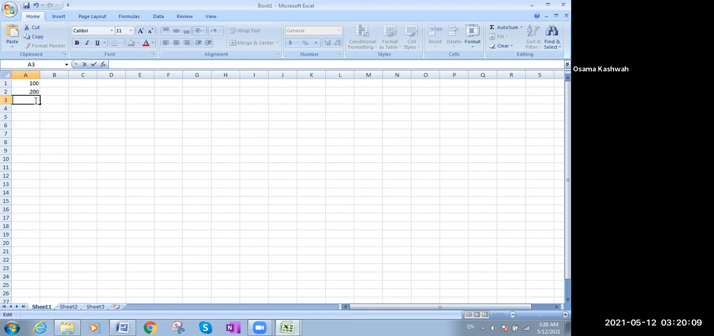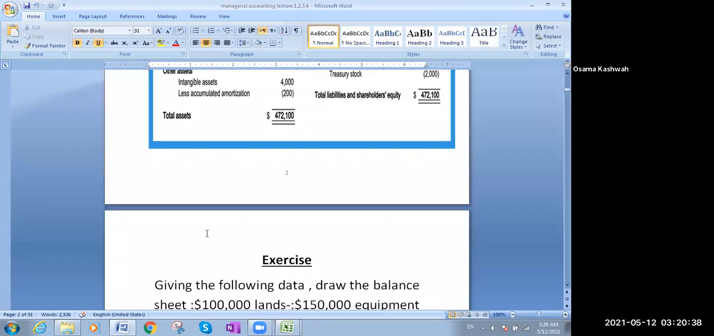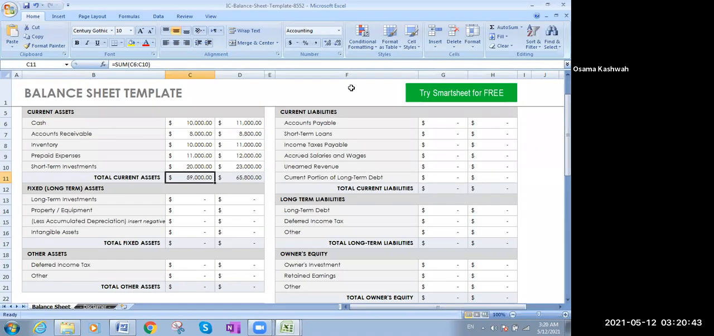Like I will do equals SUM. Here is the sum. Then A1, here we go, A1 to A2. Then I will close the brackets and press enter. It gave me 300. The same idea which we do here is the same idea which we are doing now in our balance sheet, in our Excel sheet, on that template which I showed you.